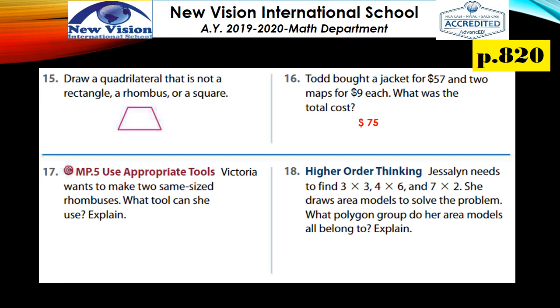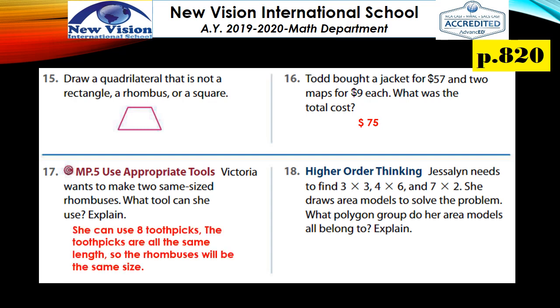Number 17. Victoria wants to make 2 same-sized rhombuses. What tool can she use? She can use 8 toothpicks. The toothpicks are all the same length, so the rhombuses will be the same size.